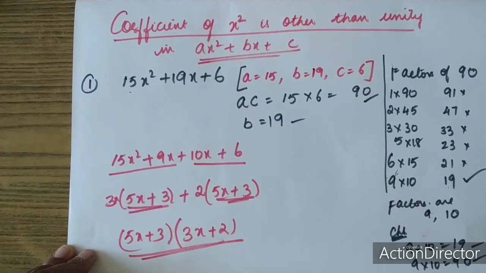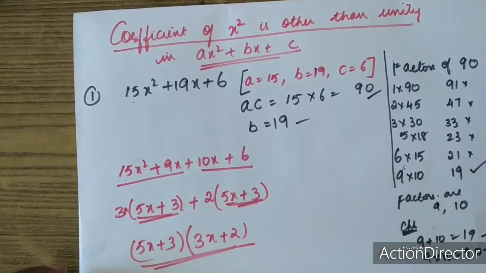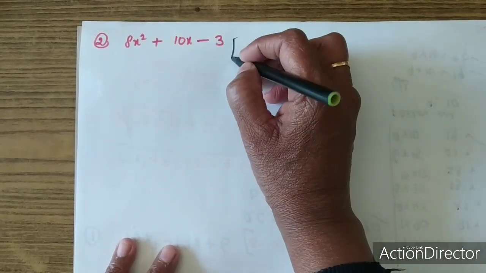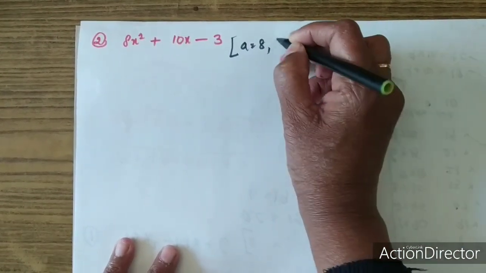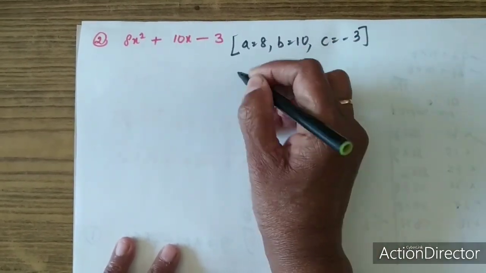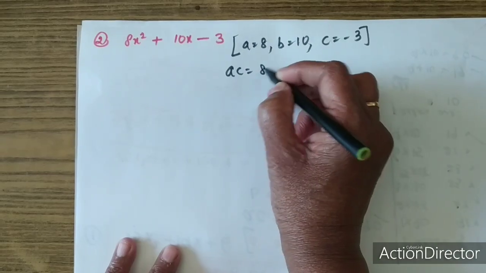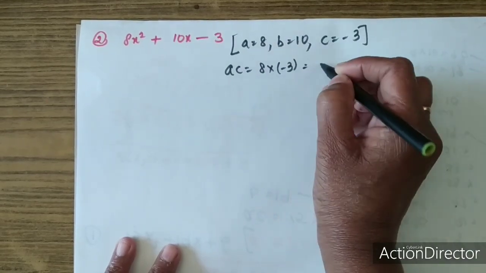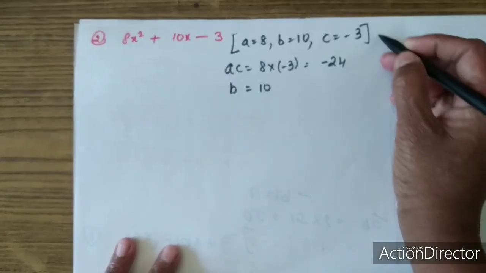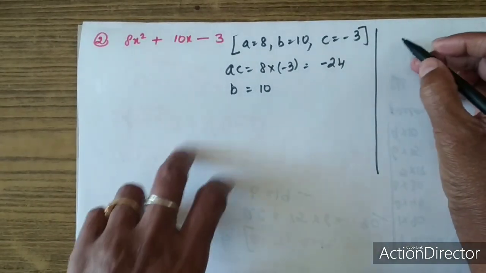Let us see one more example. 8x square plus 10x minus 3. A is equal to 8, B is equal to 10, C is equal to minus 3. So my AC will be equal to 8 into minus 3, which is minus 24, and the sum B is equal to 10. So write the factors of 24.